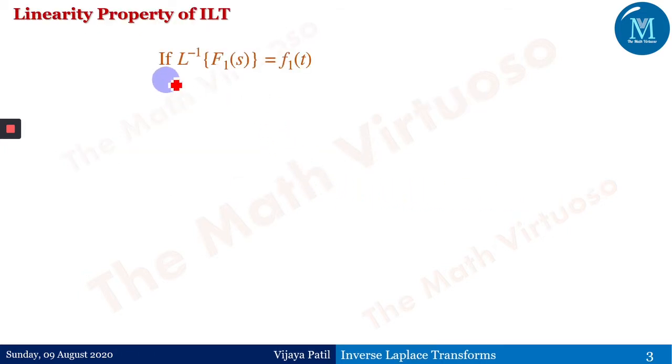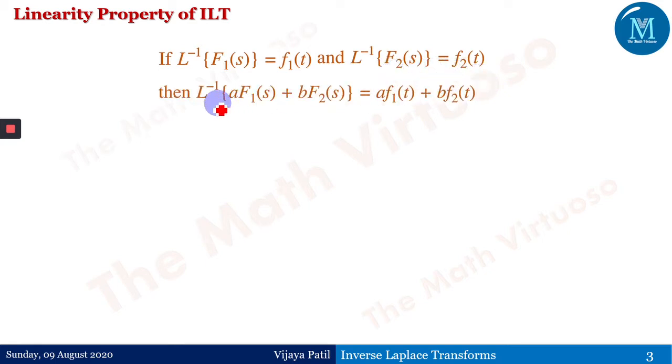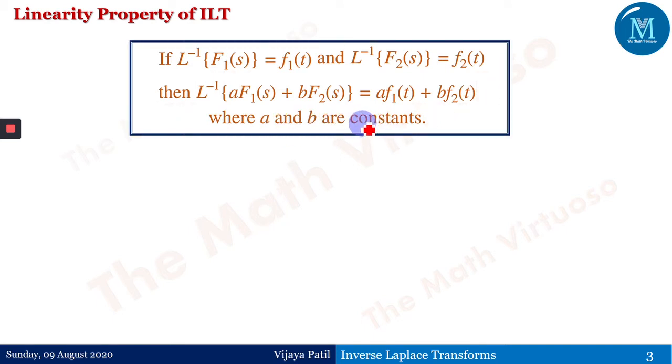Now, the linearity property states that if the Laplace inverse of f1 of s is f1 of t, and Laplace inverse of f2 of s is equal to f2 of t, then Laplace inverse of a times f1 of s plus b times f2 of s is equal to a times f1 of t plus b times f2 of t, where a and b are constants. So this is what is known as the linearity property for inverse Laplace transform.